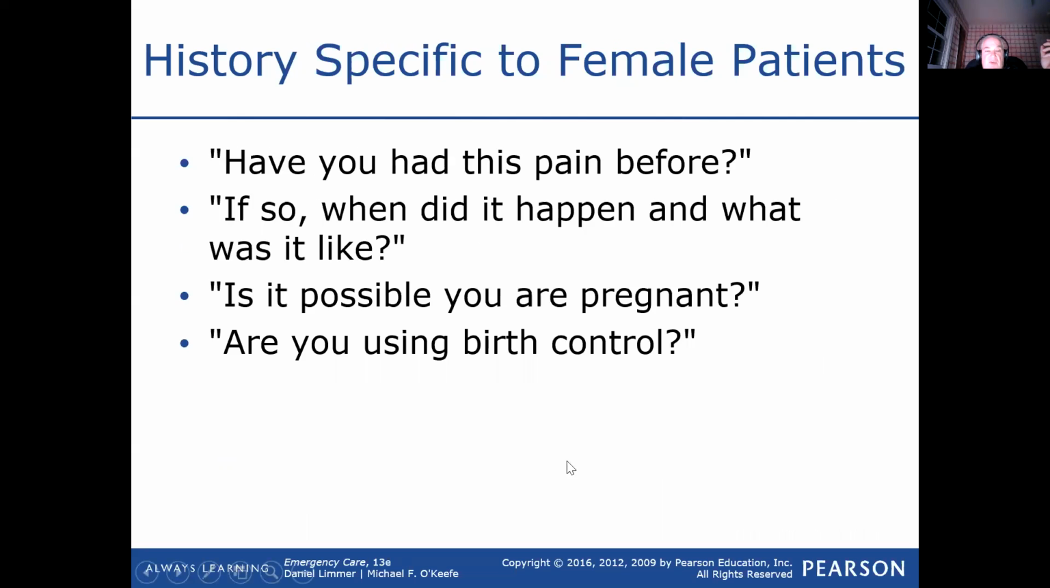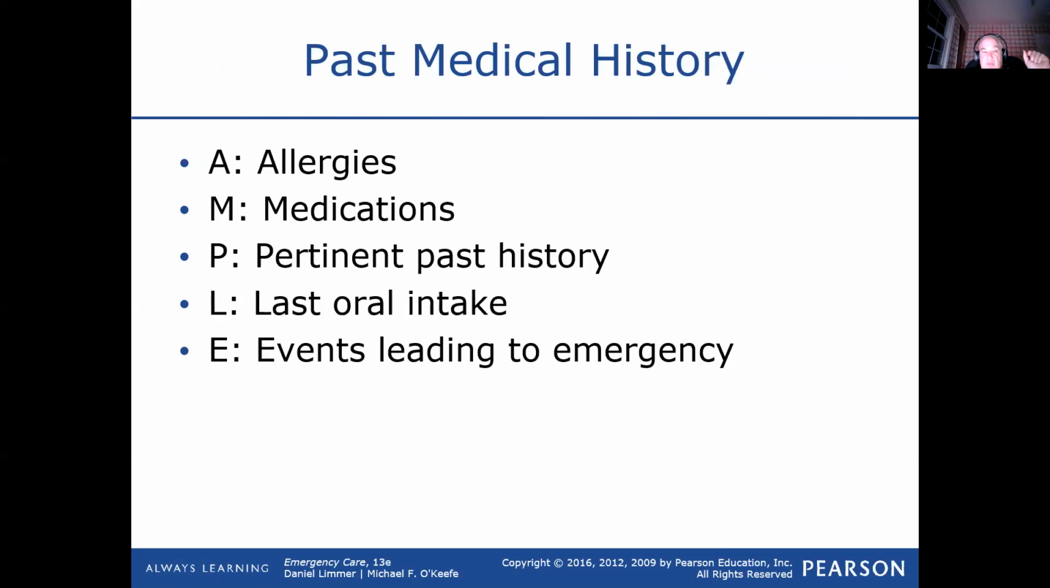And again, even if we're asking someone if they're using birth control, which in your population you're probably not going to be asking, it does not mean that they can't be pregnant. Just because somebody's on birth control, they can still get pregnant. The likelihood is less, but it still can mean that they got pregnant. Okay. Again, your history, your AMPLE, right?